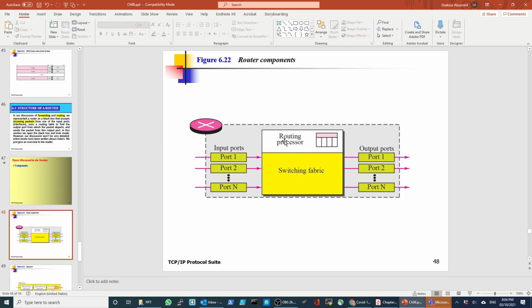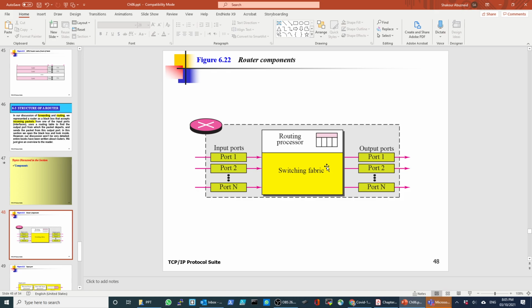All right, routing processor, right? It's like a computer. By the way, your laptop, your computer, your PC, you could convert it to a router. Okay, you could make your computer a router. The only thing is that in your computer you have to have 2 network cards. If you have 2 network cards, then you could make it a router. So you have a routing processor, which processes the routing tables, and a switching table.